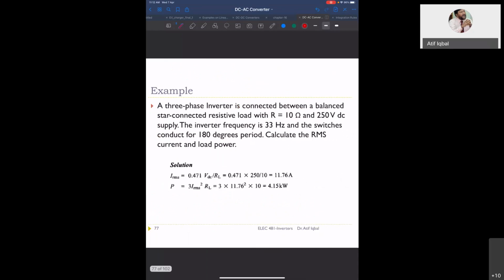So this is a straightforward question. It says that a 3-phase inverter is connected to a balanced star-connected resistive load of 10 ohm and a 250-volt DC supply. The inverter frequency is 33 hertz, and the switches conduct for 180-degree conduction mode. Calculate the RMS current and the load power. RMS current is 0.471 VDC by RL. The power is 3 into I square into RL. Just direct substitution, you get this.